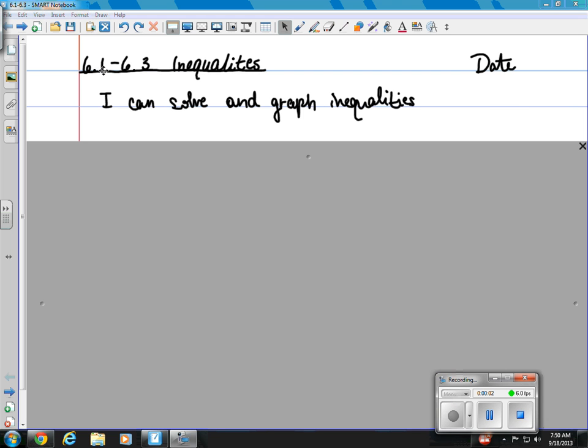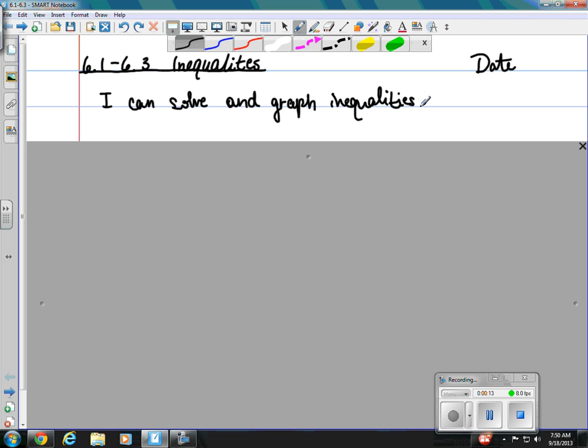Okay, our lesson today is 6.1 through 6.3. We're going to look at solving inequalities. Go ahead and put today's date. And what we hope to be able to do by the end of the lesson is that I can solve and graph inequalities.